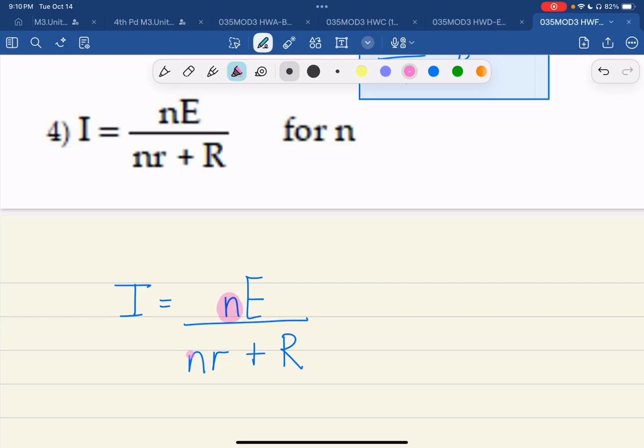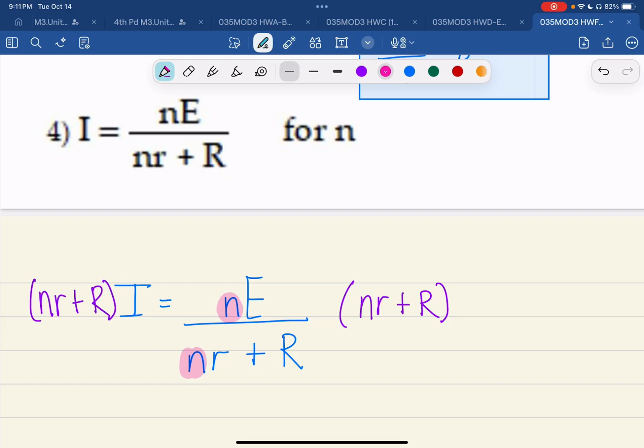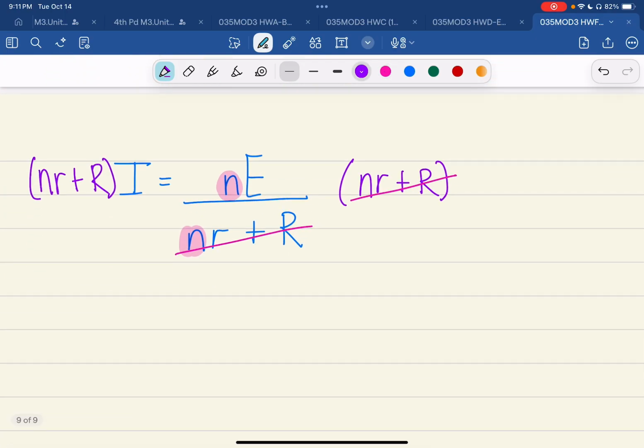Well, notice there's 2 N's. We need to get N equal, so we've got to make it 1 N. That's fine, we can do that. We're still going to start out by getting rid of this denominator. So I'm going to multiply this denominator on both sides. When I do that, it's no longer a fraction now. Okay, and so I've just got (NR plus R) times I equals NE.